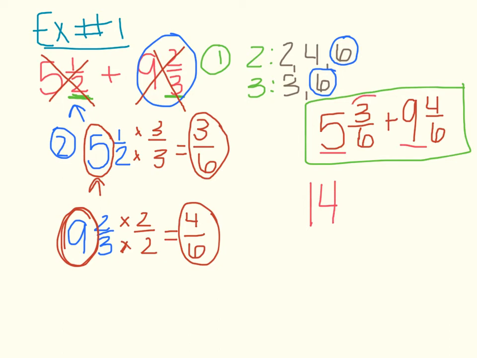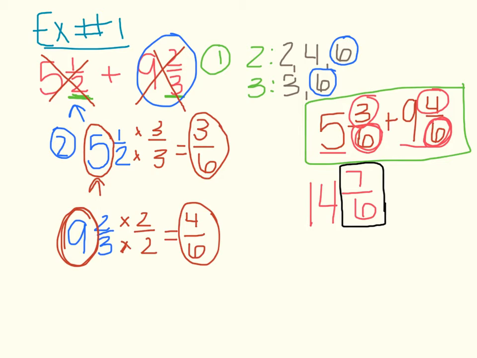Then I add my numerators. 3 plus 4 is 7. And remember your denominator, now that they're the same, we just keep it the same as 6. So 14 7/6. But this part right here is an improper fraction. And I don't want it as an improper fraction. 7/6, it has the bigger number on top as the numerator. I don't want that. I need to change it to a mixed number.